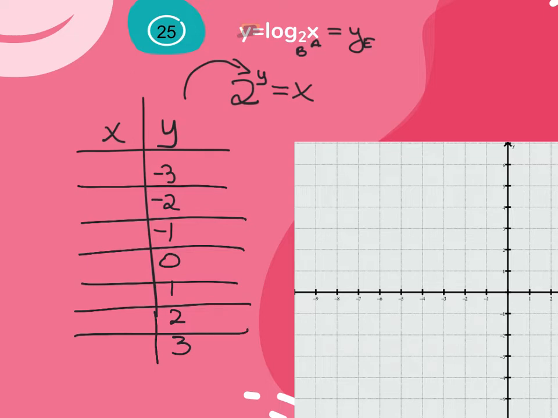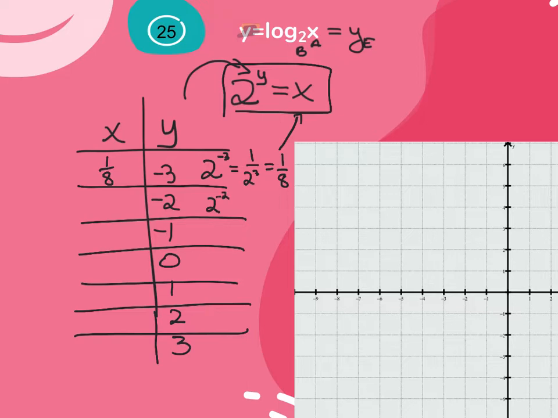So I'm going to take this exponential function and take out y and put in what I just said I wanted to find the value of. So 2 to the -3 power really means 1 over 2 to the third, which means 1/8. And remember, the answer I'm getting equals x. So that's what I write over here. Now I'm going to plug in -2 for the y. So 2 to the -2 power becomes 1 over 2 squared, which equals 1/4.